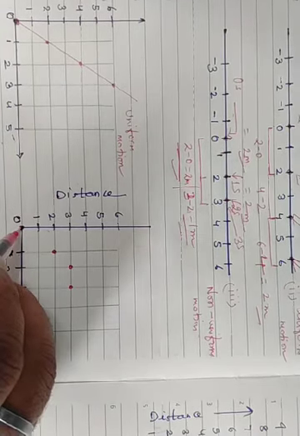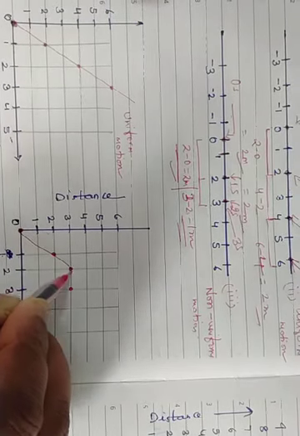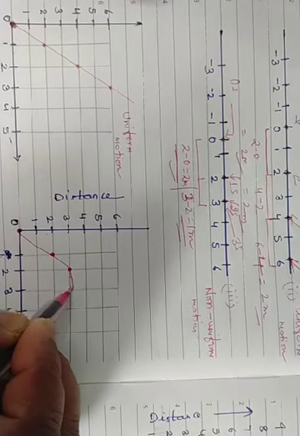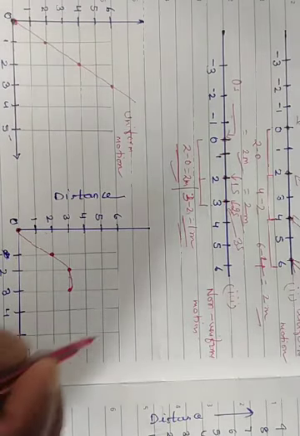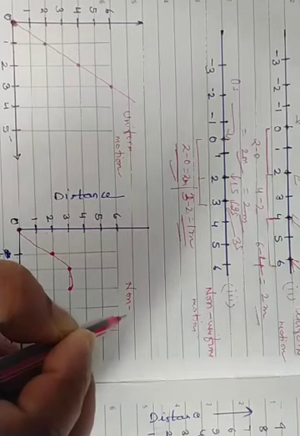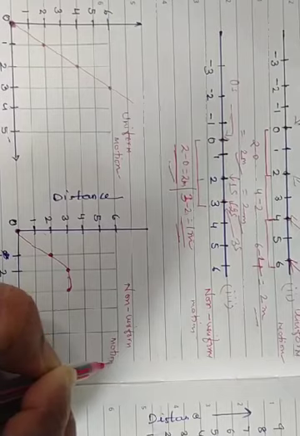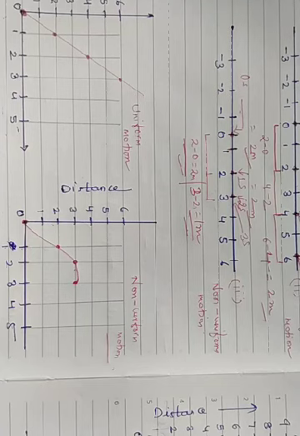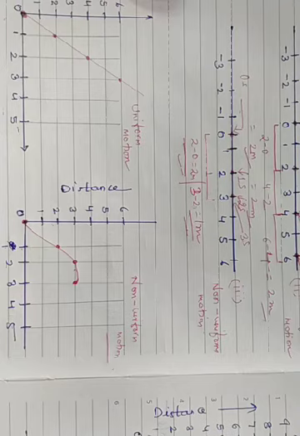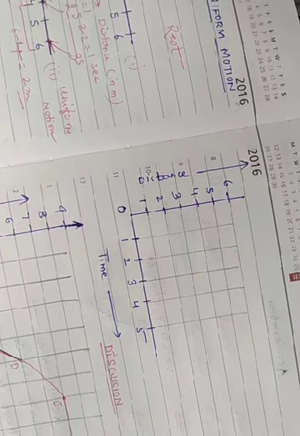If we connect these points, what do we get? We get a curved line. Such a curved line denotes non-uniform motion. Alright students, non-uniform motion. Now let us discuss the first case as well here in the graph.